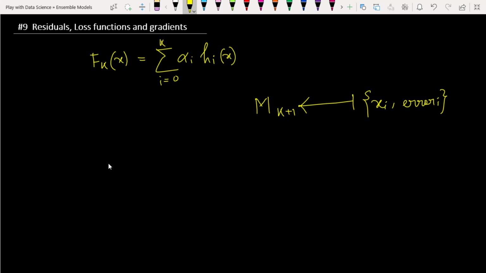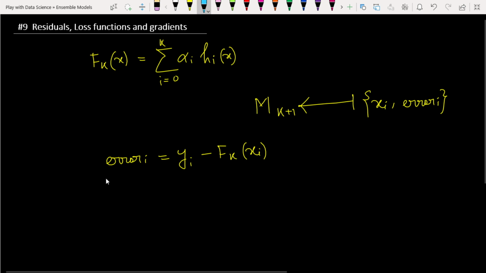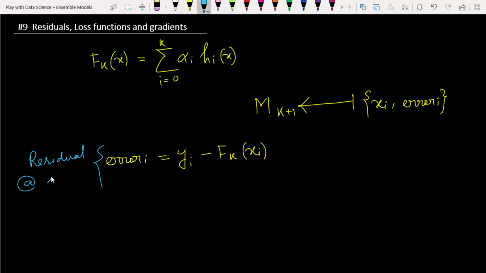If you consider the error_i, this error is actually the residual error, y_i minus f_k(x_i). This error is called the residual error at the end of stage k.